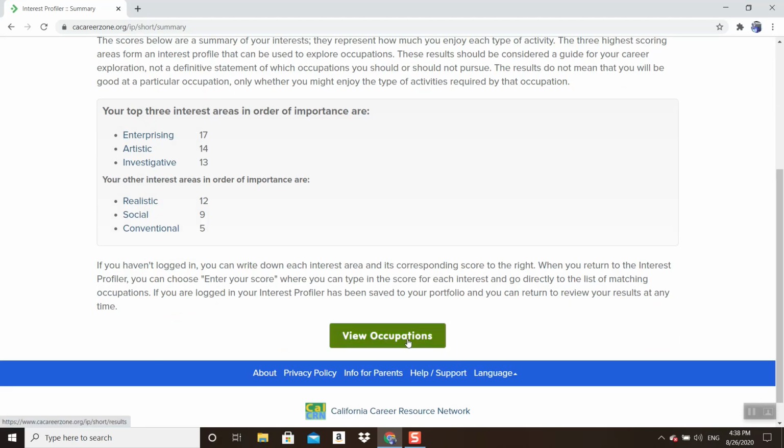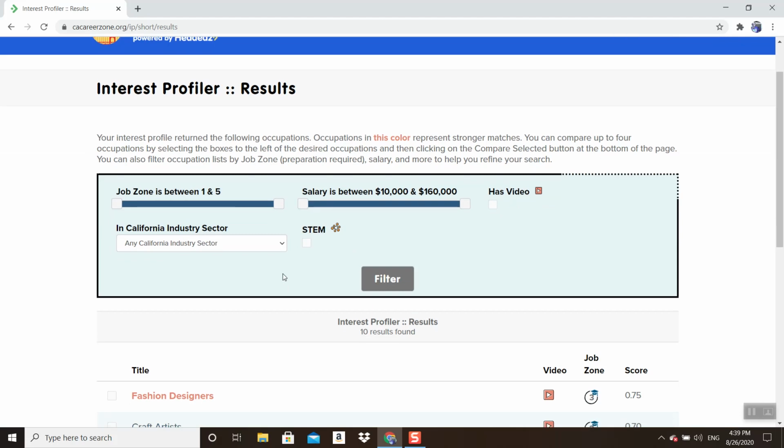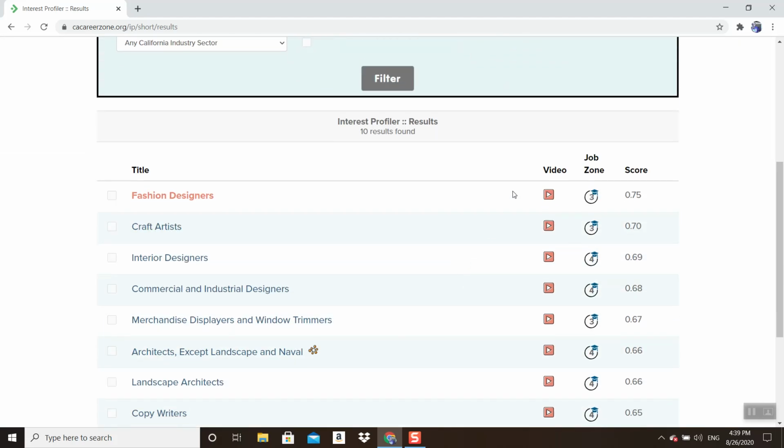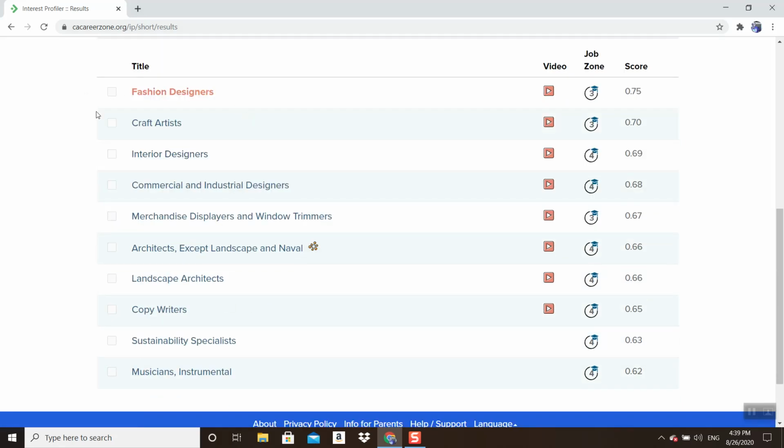All right, so now you can click on and find out what different occupations are suggested. Occupations in this color represent strong matches. You can compare up to 4 occupations by selecting the boxes to the left of the desired occupation and then click on the compare selections button from bottom right. So these are the careers that they are suggesting that match my personality based on the questions and how I answered them. These are any sectors, job zones. You can click on these to find out what they do.